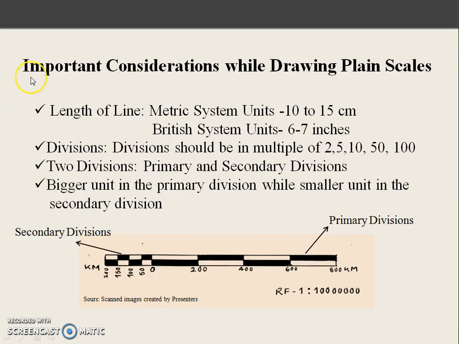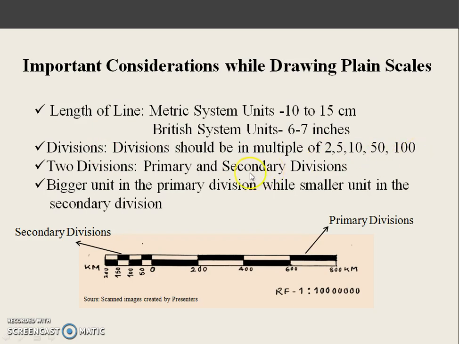So now, what are the important considerations while drawing a plane scale or any type of scales? The first is about the length of line. Generally, it is drawn 10 to 15 cm while showing metric system units and 6 to 7 inches for British system units. Except a few cases, equal divisions are generally in the multiple of 2, 5, 10, 50, 100, etc.